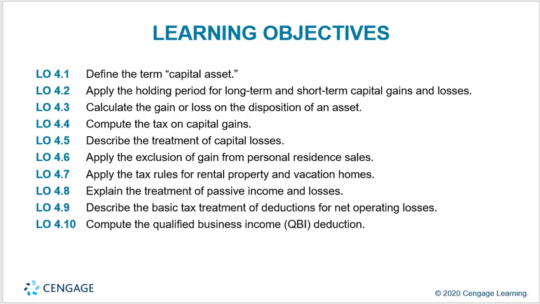So the learning objectives are to define the term capital asset, apply the holding period for long-term and short-term capital gains and losses, to calculate the gain or losses on the disposition of an asset, to compute the tax on capital gains, describe the treatment of capital losses, apply the exclusion from personal residence sales, apply the tax rules for rental property and vacation homes, explain the treatment of passive income and losses, describe the basic treatment of deductions for net operating losses, and compute the qualified business income deduction, QBI.